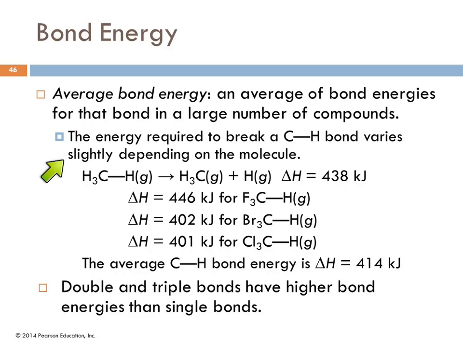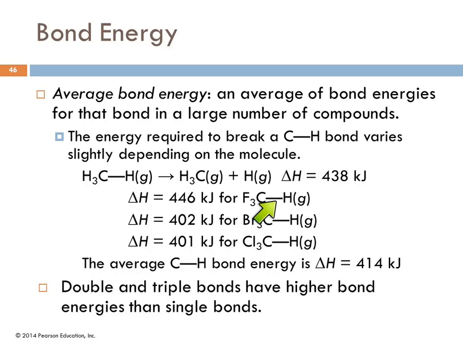The energy does depend slightly on the molecule, and here's an example of that. If we look at breaking a carbon-hydrogen bond in methane, that requires 438 kilojoules. In F3CH, we'll just call it that, it's 446. In Br3CH, it's 402. And in Cl3CH, it's 401 kilojoules. This is trichloromethane, tribromomethane, and trifluoromethane.